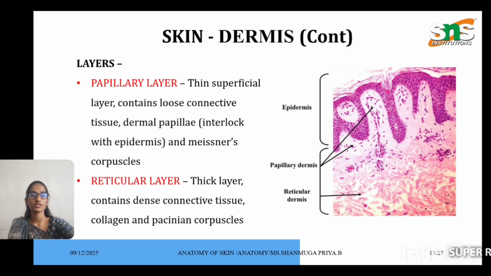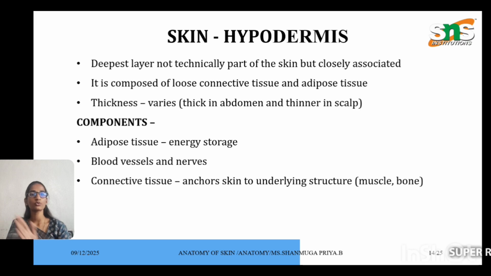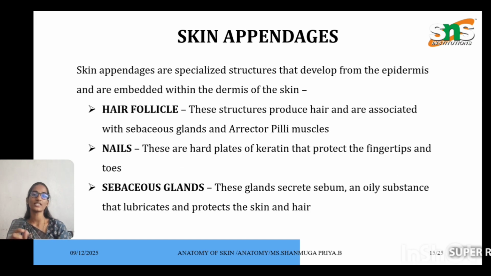Moving on to the hypodermis, it is the deepest layer and not technically part of the skin but closely associated with it. It is composed of loose connective tissue and adipose tissue. The thickness varies, thick in the abdomen and thinner in the scalp. The components are adipose tissue, blood vessels and nerves, and connective tissue. Adipose tissue stores energy, while the connective tissue anchors skin to underlying structures like muscle as well as bone.